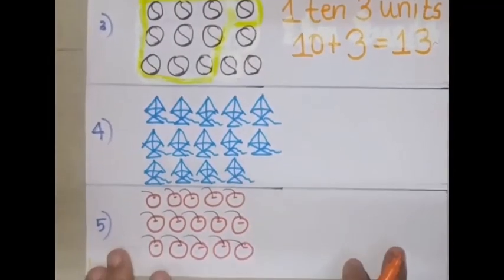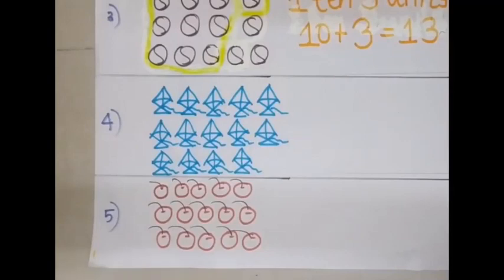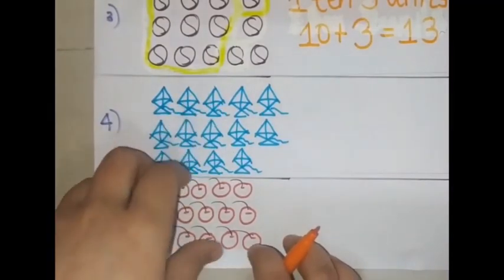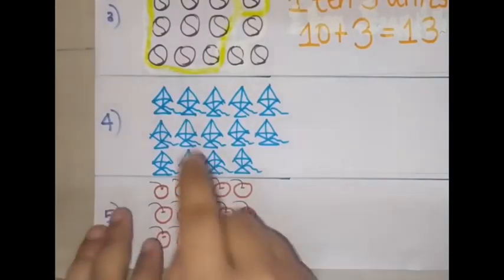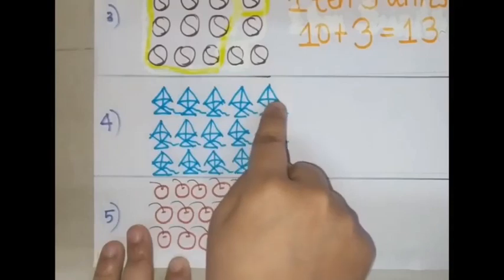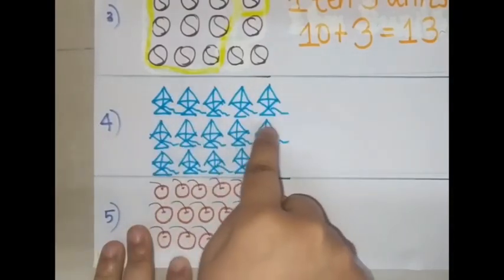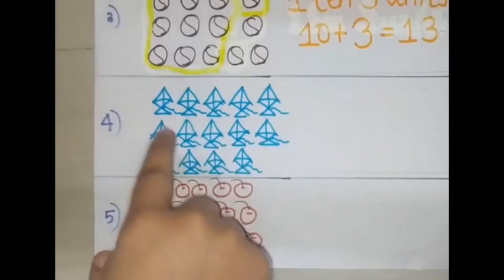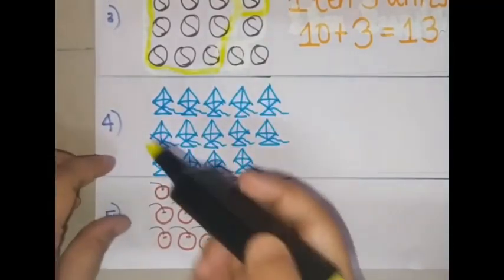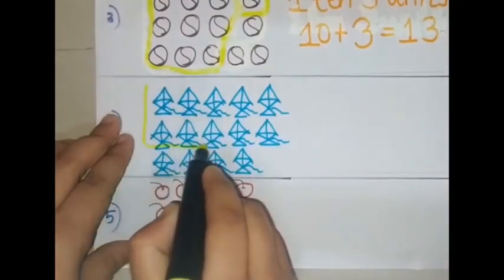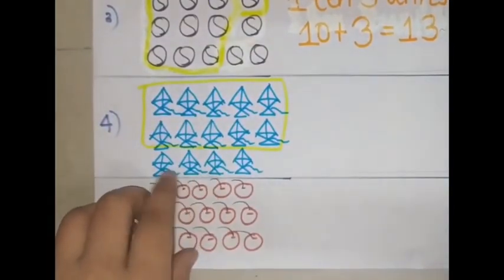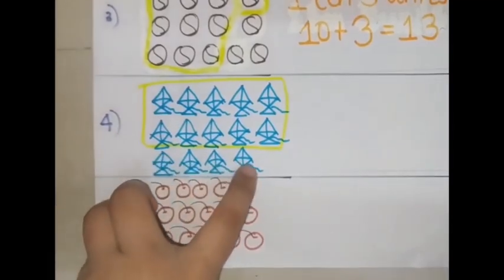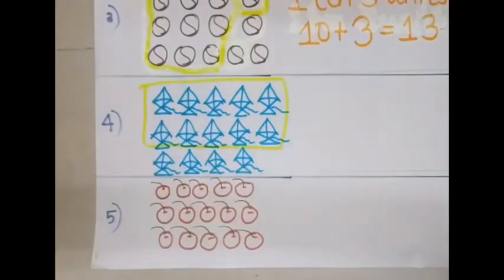Okay children, now we'll see the other one. Now you can see there are so many kites. So first what will we do? We'll count them. 1, 2, 3, 4, 5, 6, 7, 8, 9, 10. So now we have got one group of 10 kites. Now here some remaining kites are there. Let's count them. 1, 2, 3, 4. So the remaining kites are 4.